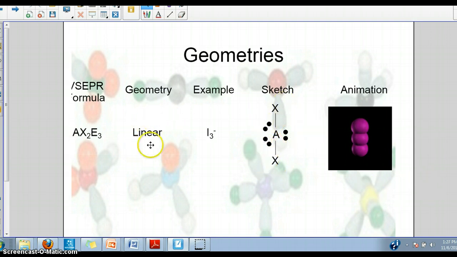This gives us a linear formation. Okay, so you see that there are more than one ways to get linear. You just have to be careful with that electron geometry.